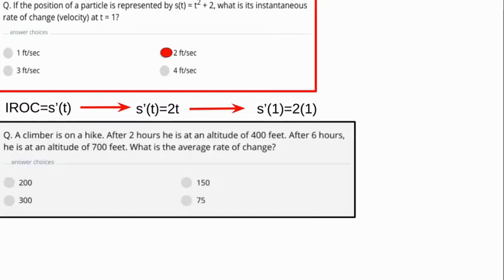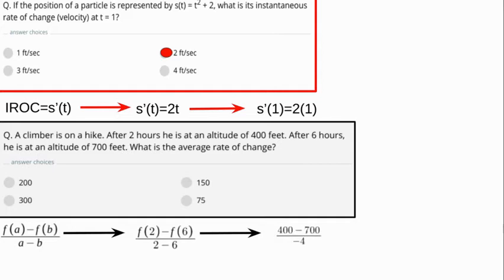Next problem: a climber is on a hike. After 2 hours, he is at an altitude of 400 feet. After 6 hours, he is at an altitude of 700 feet. What is the average rate of change? So the formula is f of a minus f of b. You're going to take 400 minus 700, because f of a is 400 and f of b is 700, and then divide by 2 minus 6. This will leave you with 400 minus 700 over negative 4, which once you simplify will get you 75.